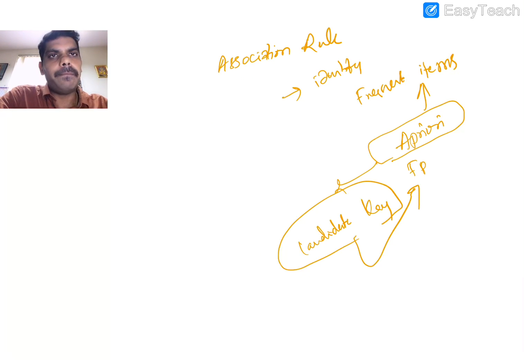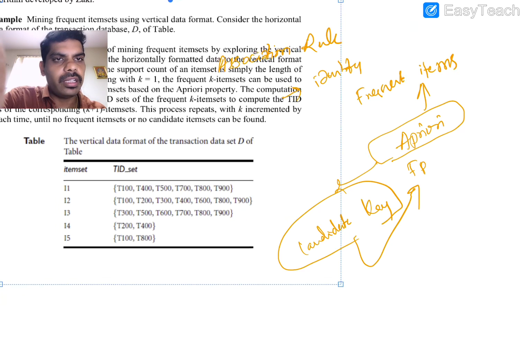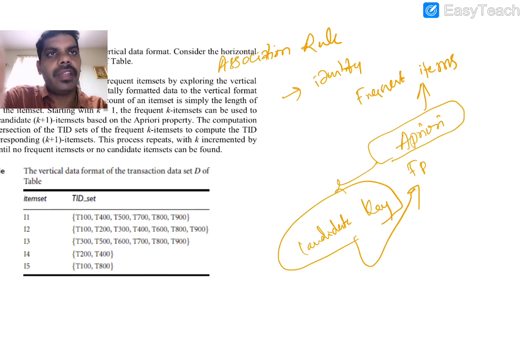And here we are going to continue the discussion with the vertical data format. In the vertical data format, I will show you. This is the transaction database we already discussed. We have taken one example, and earlier we started the discussion with one table.